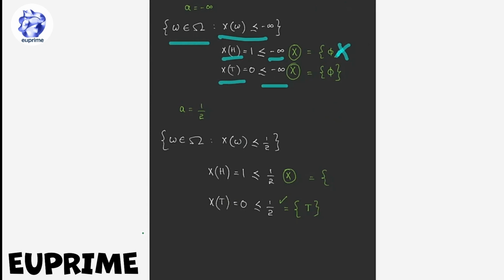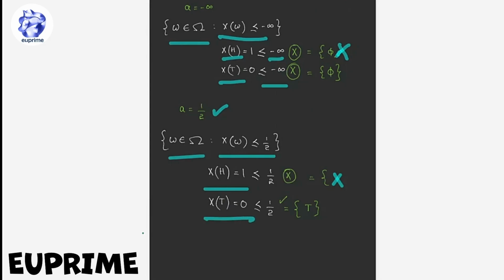Now let's take the a value to be half. Now omega belongs to omega, X of omega is less than or equal to half. Now we check each one of the outcomes. X of h is equal to 1. Is it less than or equal to half? That's not the case. So that outcome is not added to the sample space.